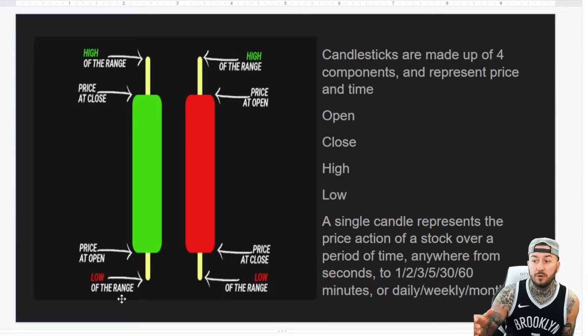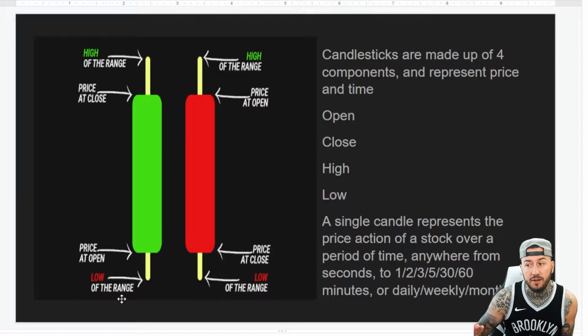A single candlestick represents the price action of a stock over a period of time, anywhere from seconds to 1, 2, 3, 5, 30, 60 minutes, or daily, weekly, monthly. So depending on what the time frame on the chart is, that is what the candlesticks are going to represent. And we'll get into that. We'll go into some charts. But now it's important to be able to read what a candlestick is, okay?